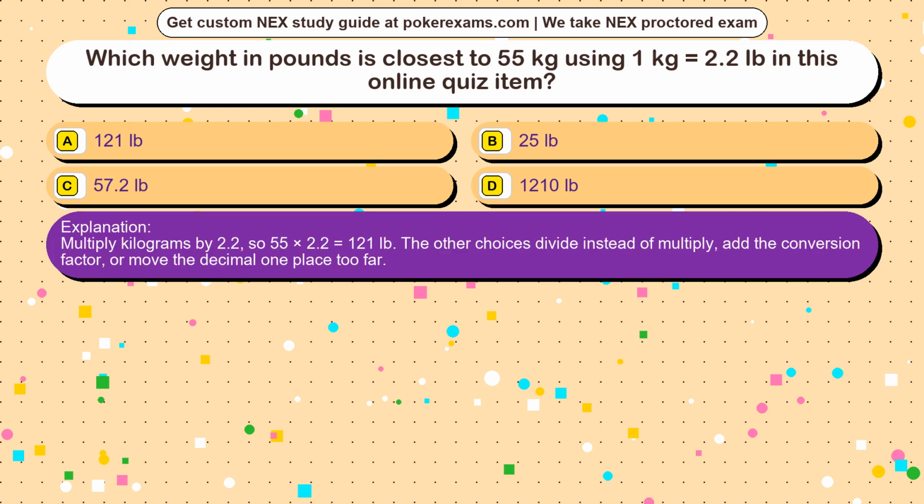Multiply kilograms by 2.2, so 55 times 2.2 equals 121 pounds. The other choices divide instead of multiply, add the conversion factor, or move the decimal one place too far.